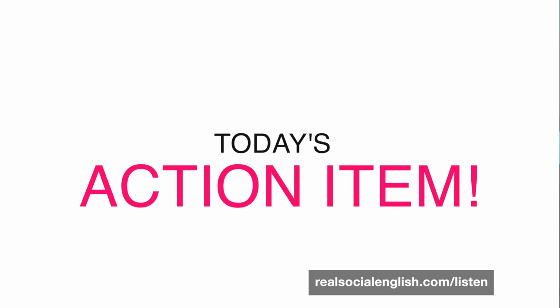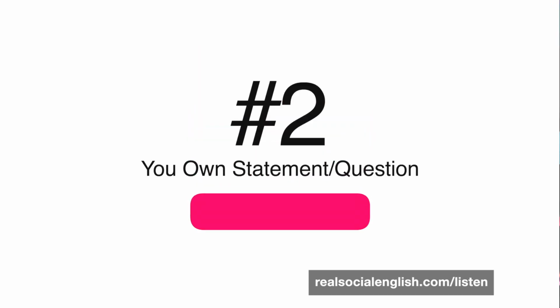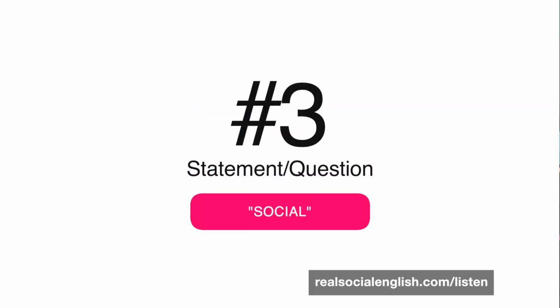So that's it for today's episode of the Social English Podcast. I have an action item for you today. I want you to do 3 things. I want you to come up with a question version of the F in the Ford method. Then I want you to come up with a statement question and a statement question social. 3 versions of asking about someone's family. I want you to try to practice that with a friend, or if you're lucky, someone you know that speaks English.